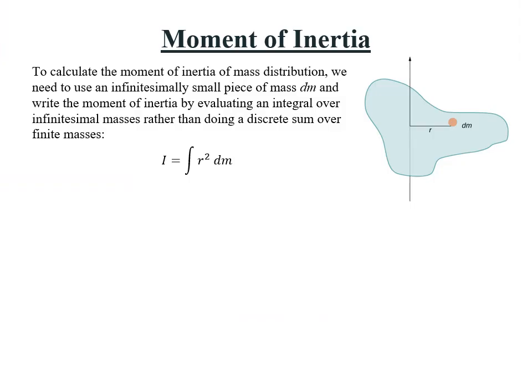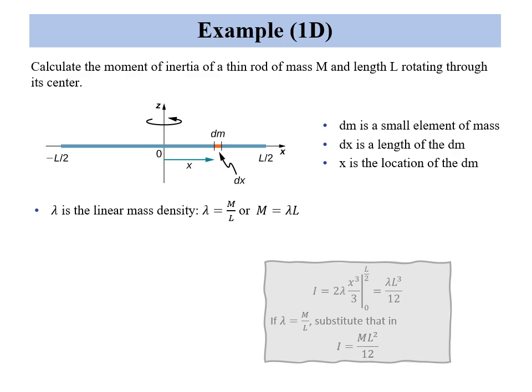So to calculate the moment of inertia of a mass distribution, we would need to use infinitesimally small pieces of mass, which we label as dm, and write down the moment of inertia by evaluating an integral over the infinitesimal masses, rather than doing a discrete sum over finite masses, which we applied in the previous examples. So for a mass distribution, the moment of inertia is going to be an integral of r squared times dm. Let's look at some examples.